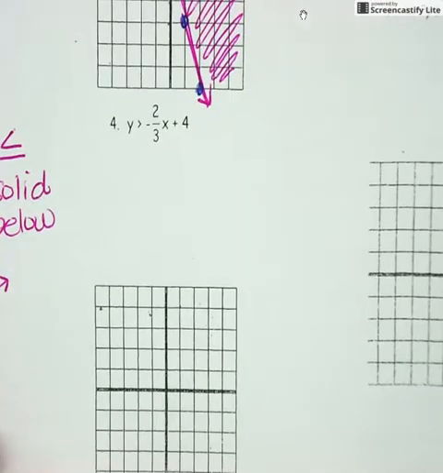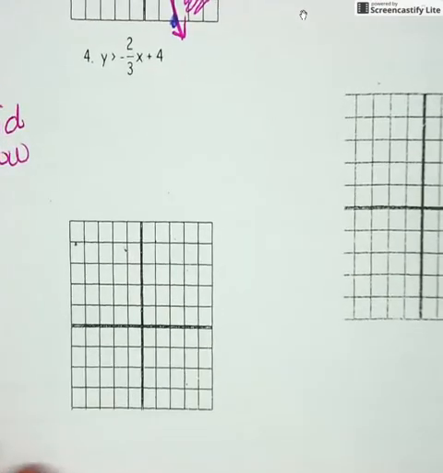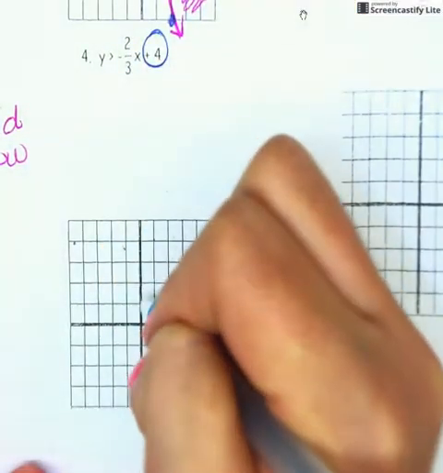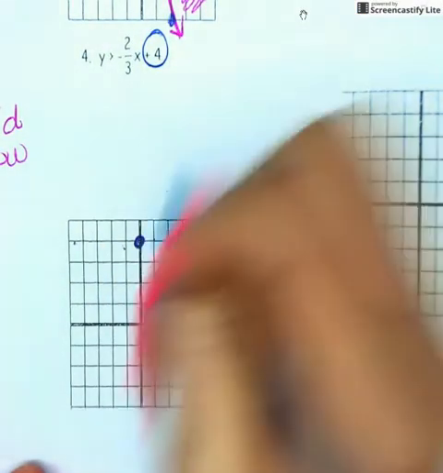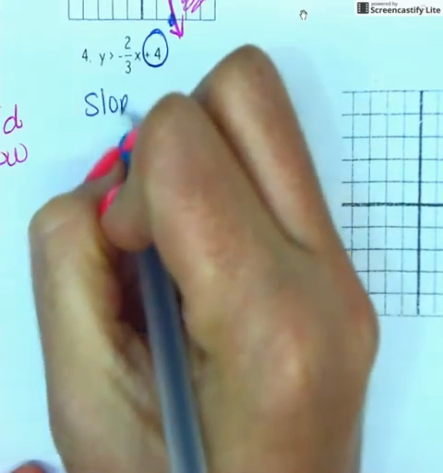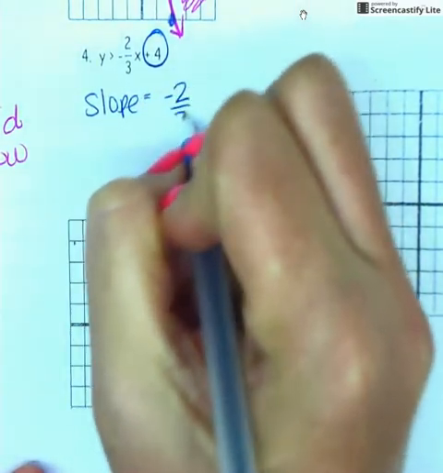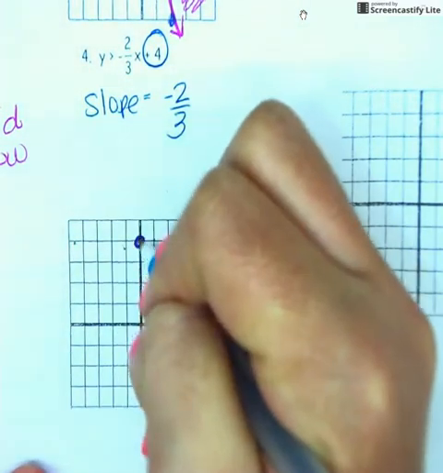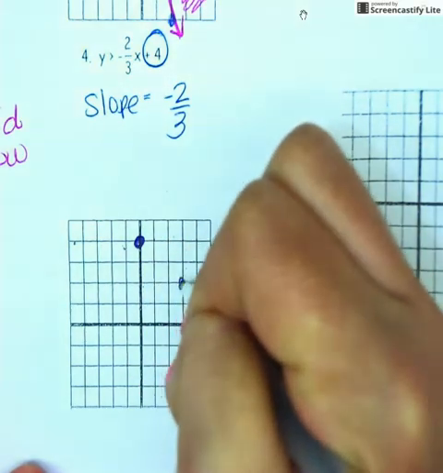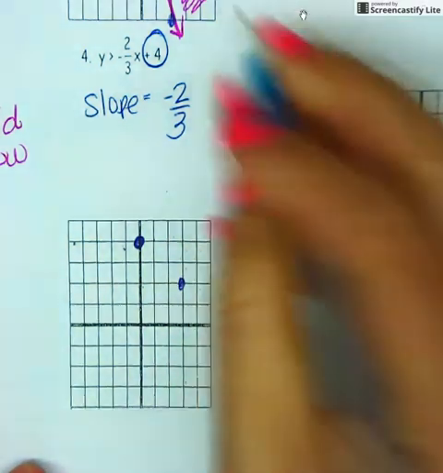Right. Number 4 is the last one that is already in slope-intercept form for us. So once again, we're going to start at our y-intercept, which is 4. Then we're going to graph our slope, which is negative 2/3. So from that 4, I'm going to fall 2 and run 3. I can't do that again either way.